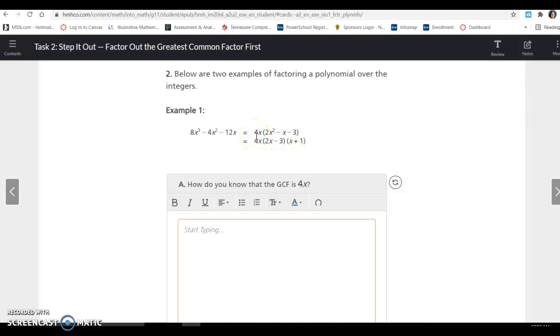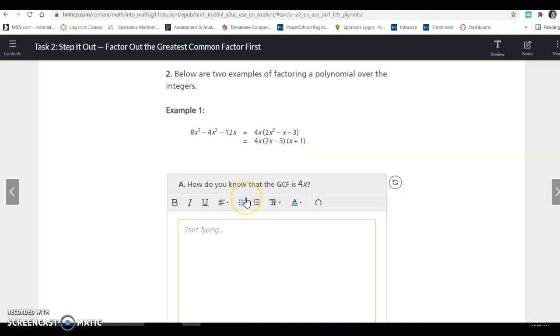You can see that factoring is just rewriting this polynomial. 4x times 2x squared is 8x cubed. 4x times negative x is negative 4x squared. And 4x times negative 3 is negative 12x. So again, factoring is just rewriting that expression. Then they went on to factor 2x squared minus x minus 3 even further. 2x minus 3 times x plus 1, if multiplied together, would give you this right here.